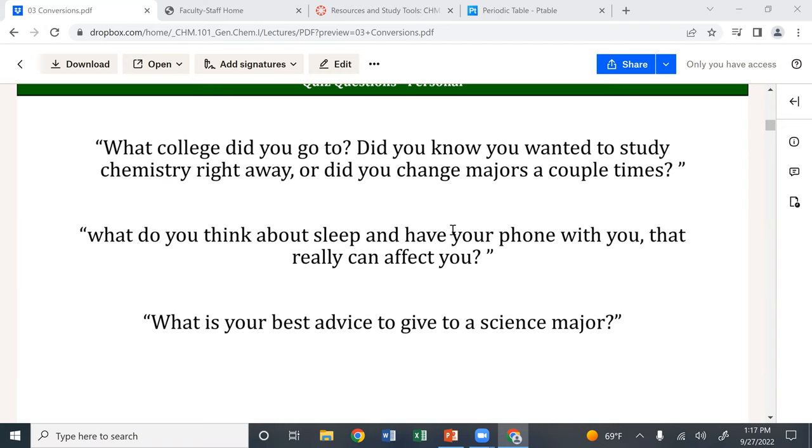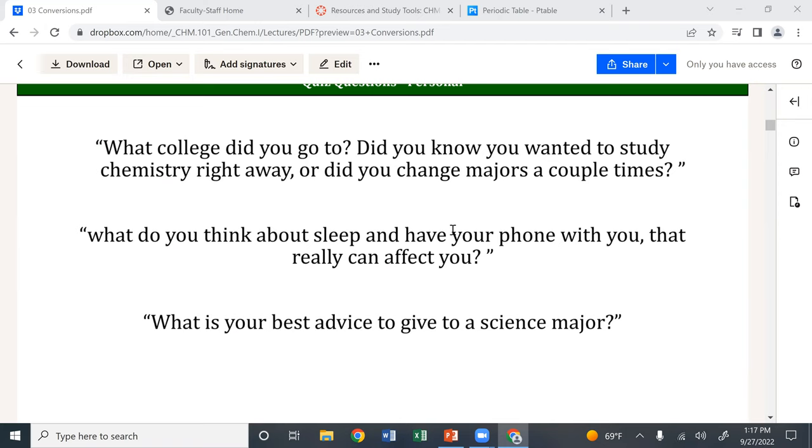Which brings me to, what's the best advice I can give to a science major? If you're required to take a science class and you're a science major, odds are it's for a reason. It's not just there as a barrier. So I know it's really tempting to think of certain classes as, man, I just have to get through this. I don't understand why I have to take this biology class. I wish I didn't have to. It's just draining my energy for no reason. It's there for a reason.